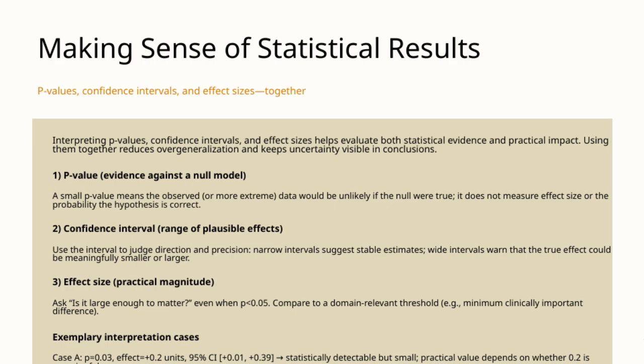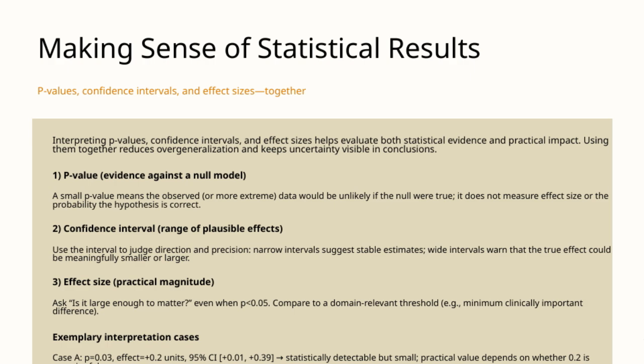Let's look at some examples. In case A, with a p-value of 0.03, an effect of plus 0.2 units, and a 95% confidence interval from plus 0.01 to plus 0.39, we see that the effect is statistically detectable but small. Whether it's practically valuable depends on if 0.2 units is meaningful in our context.